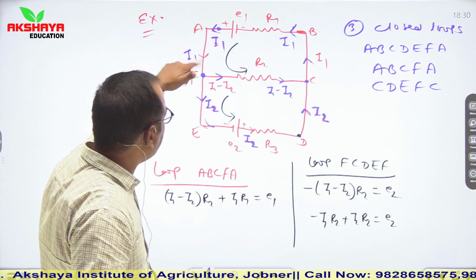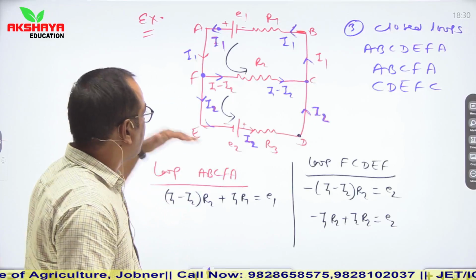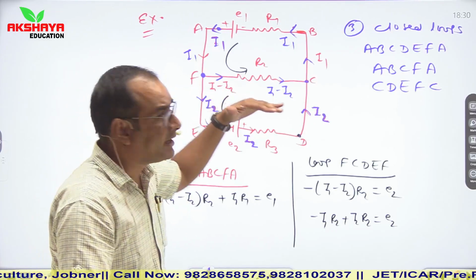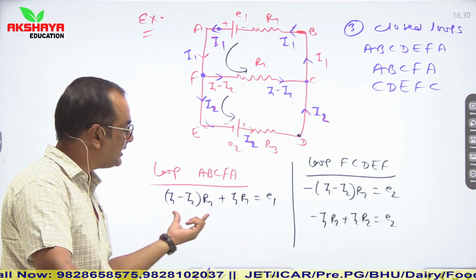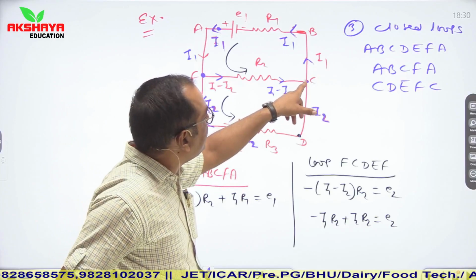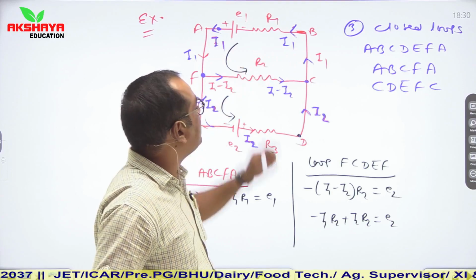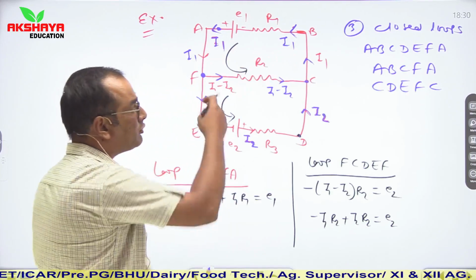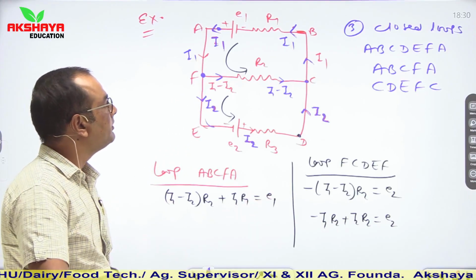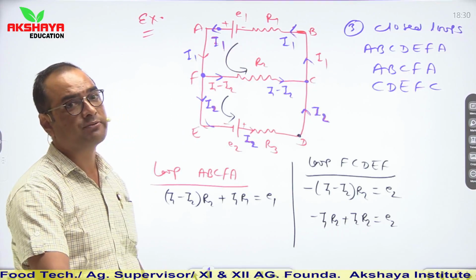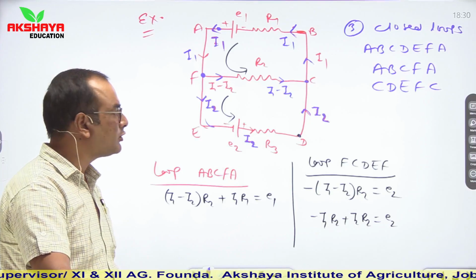If I travel from A to F, then no appliance is connected. As I travel from F to C, we are traveling in the direction of current flow, so the potential difference across its ends, I1 minus I2 into R2, is taken as positive. Similarly, when we travel from C to B, no appliance is connected, and when we travel from B to A, again the resistance is in the direction of electric current and we are also moving in the same direction. So it is also taken as positive, equal to, if the negative terminal of a cell comes first, then its EMF is taken as positive. So it is E1. This is the general concept.